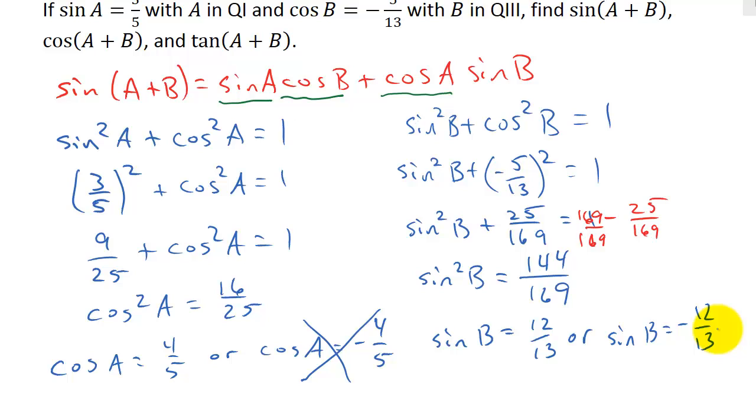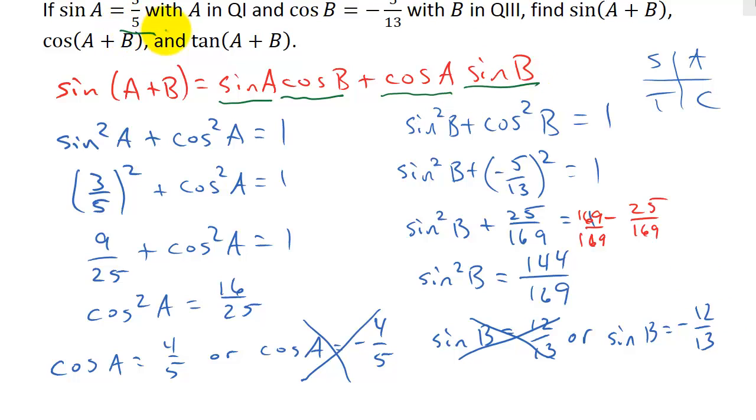Alright, so let's look at which one we use. Well, B is in the third quadrant, and remember this, all students take calculus. We're in the third quadrant. The only ones that are positive in the third quadrant are tangent and cotangent. So sine is negative in the third quadrant. So we're not using this one. We're just going to use this one. Okay. Alright. So now we have sine B.